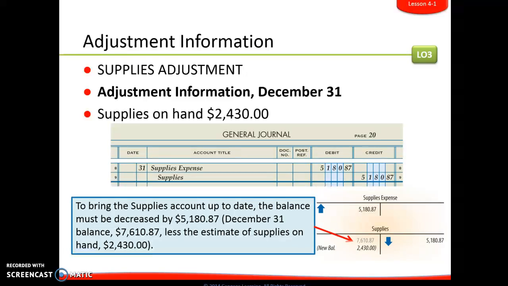Okay, next adjustment is for our supplies. It says to bring the supplies account up to date, the balance must be decreased by $5,180.87. We see that our balance before was $7,610.87, and we're estimating that the amount of supplies on hand is $2,430. So we're going to find the difference between those two numbers. That tells us that we're going to credit supplies for this $5,180.87, and then we would debit our supplies expense. This is the amount of supplies that we are estimating we used during the fiscal period.